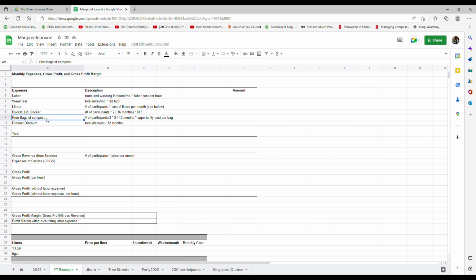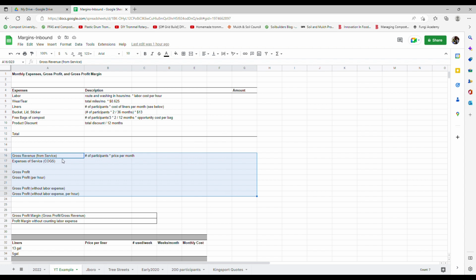And then a lot of services like this give some compost back, give discounts of compost back to the customers because they're participating in this recycling. Like I say, I'm going to put in numbers for what my current service is. We'll also talk about, if you're new to the game, and even if you're not, how these can change over time.